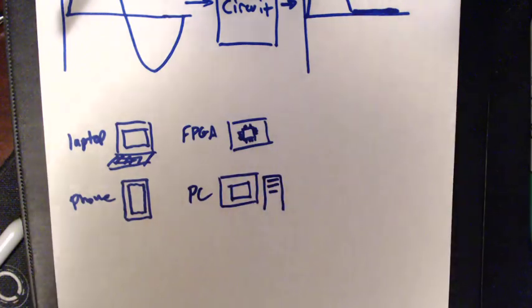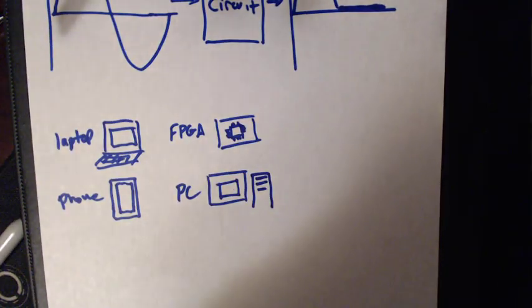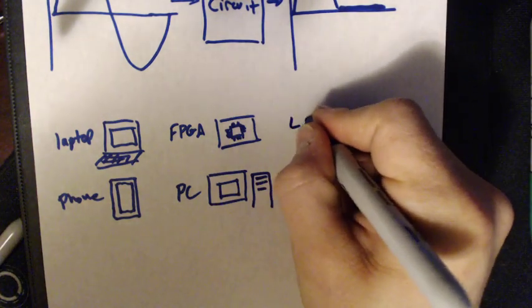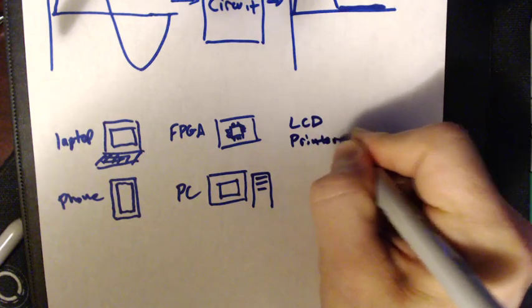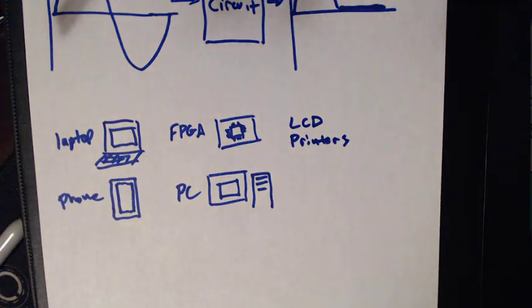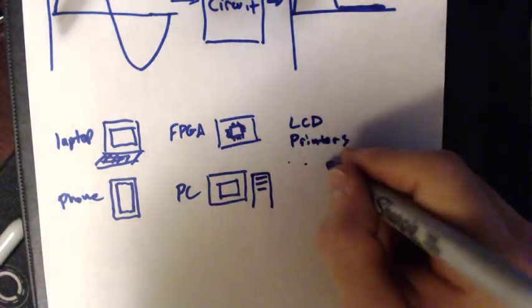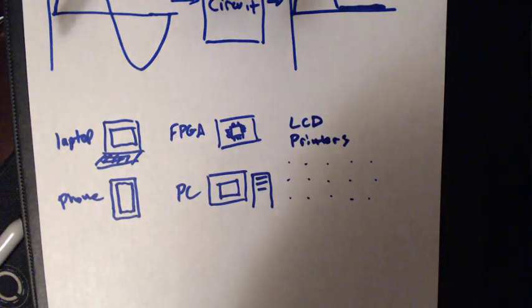I'll just say PC. What else am I thinking of? LCDs, printers. The list kind of goes on. What do all of these have in common?